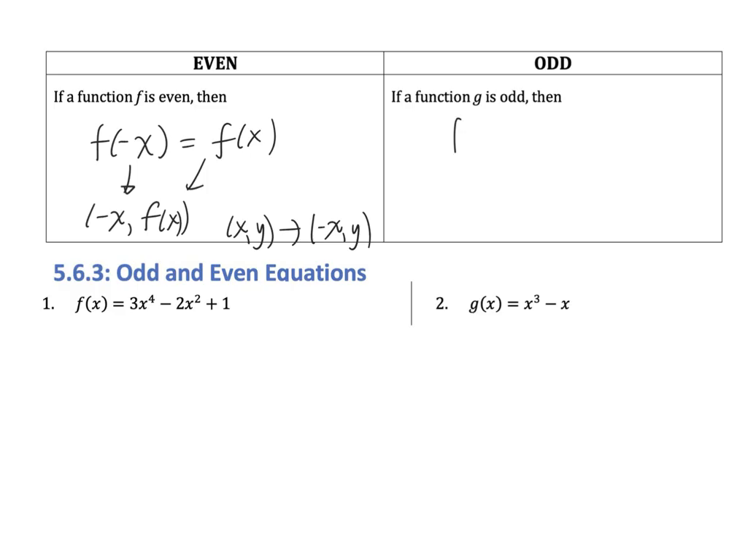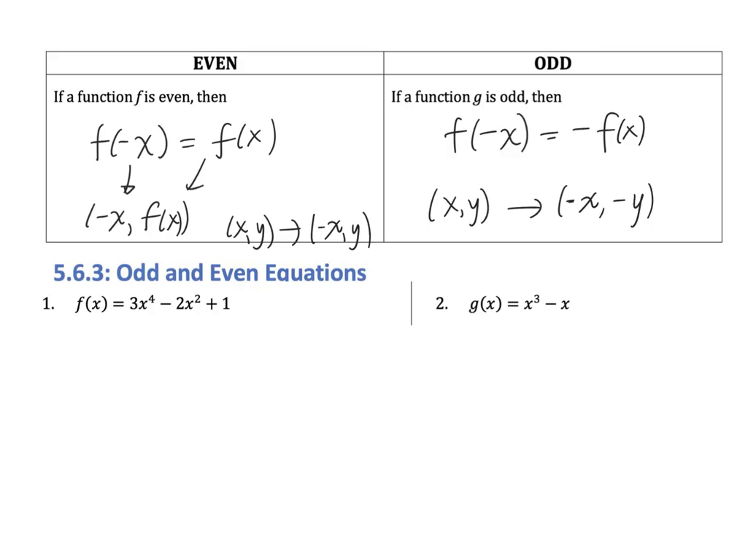For an odd function, when you put in the opposite input, you will get the opposite output. So your original ordered pair, when you put in the opposite of the original input, you will get the opposite output. Now, we then did some algebra questions. We looked at them on Desmos. We decided very quickly and easily on Desmos if these functions were even or odd.